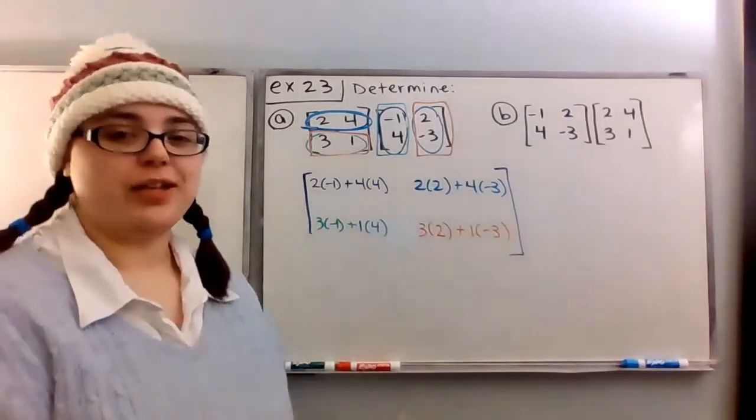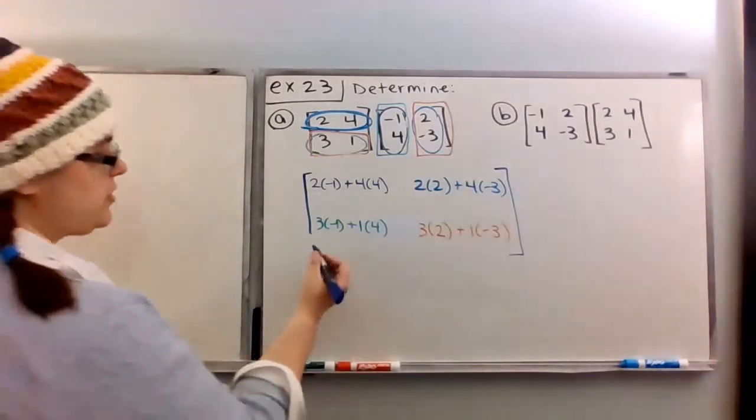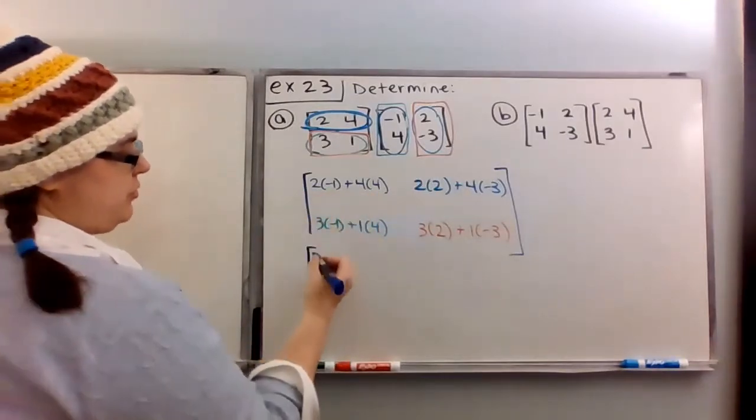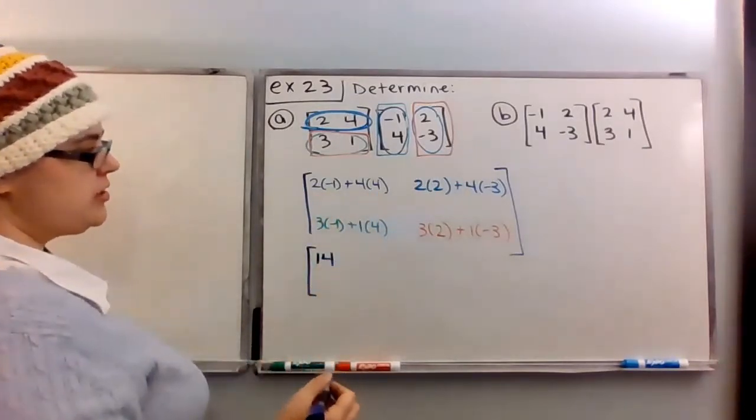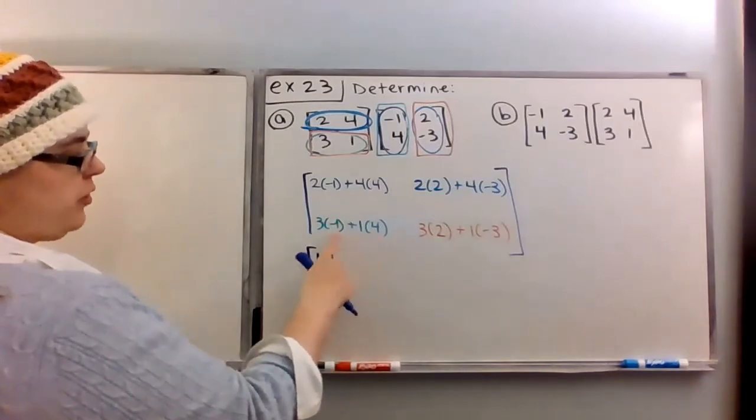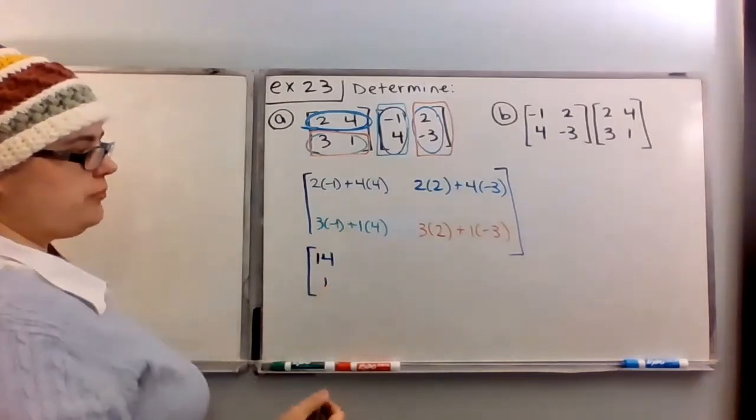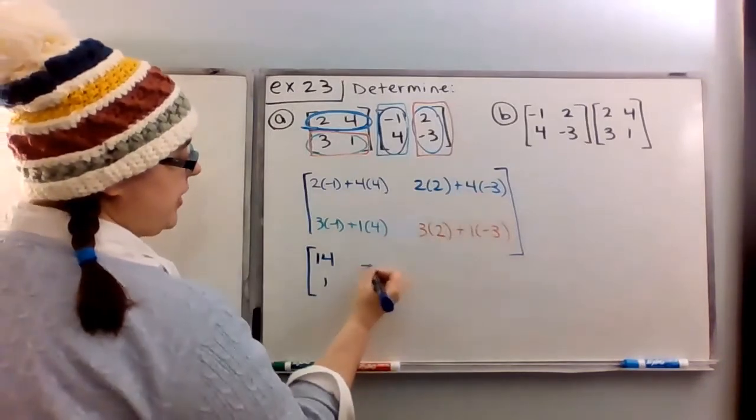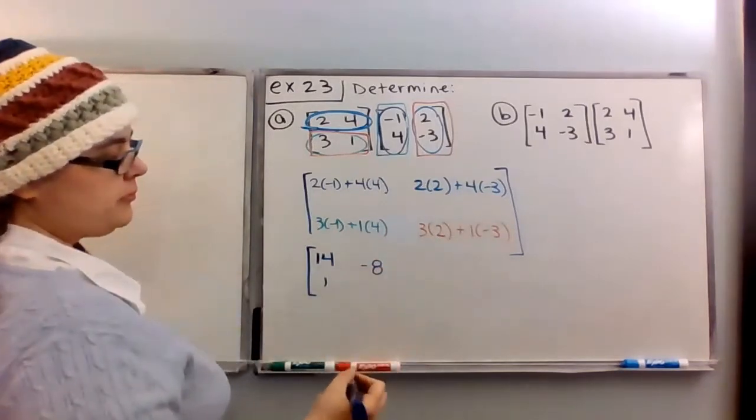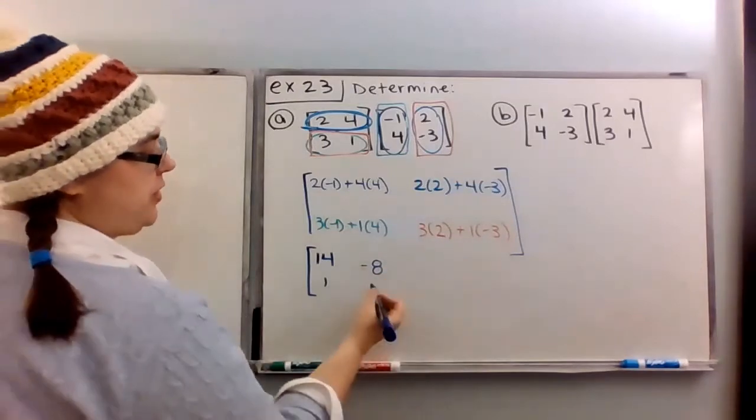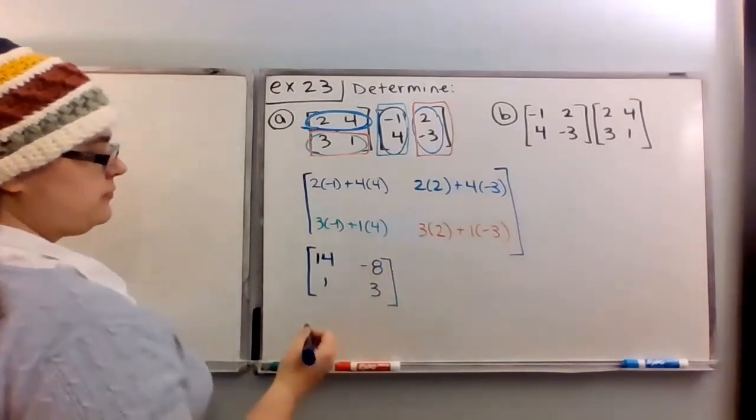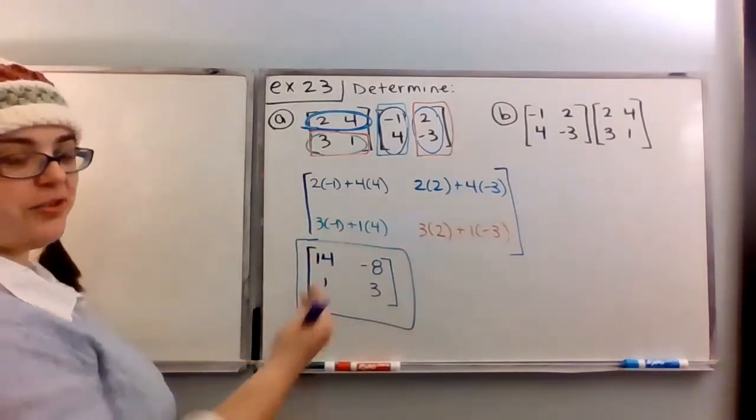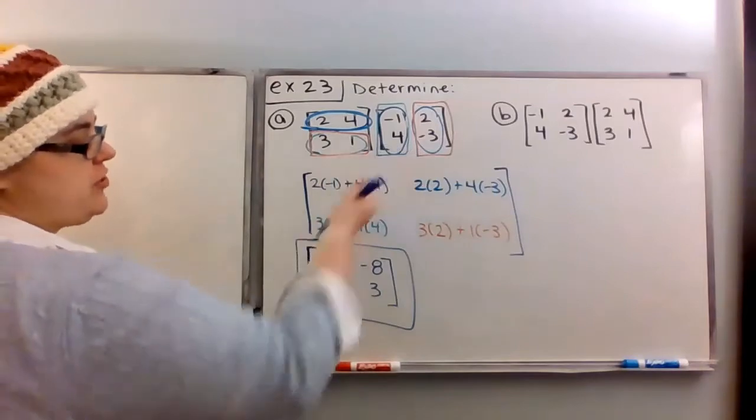Once we have all that, now we can just do those operations. So this is going to give me 16 minus 2, which is 14. This is going to give me 4 minus 3, which is a 1. This is going to give me 4 and -12, which is a -8. And then we have 6 minus 3, which is 3. So that's going to be the product of these two matrices.